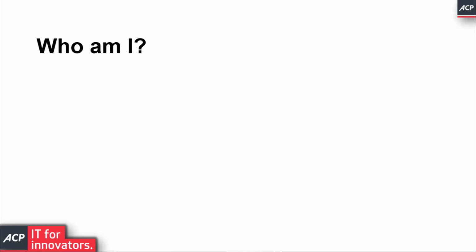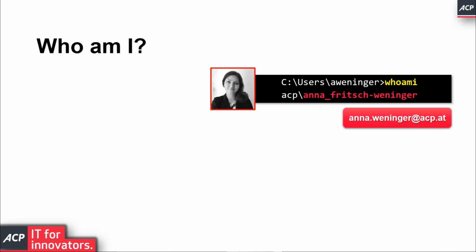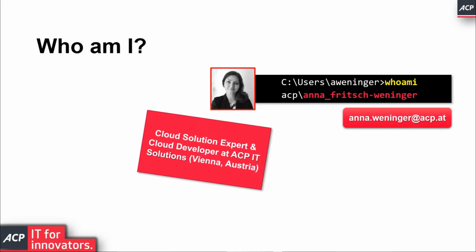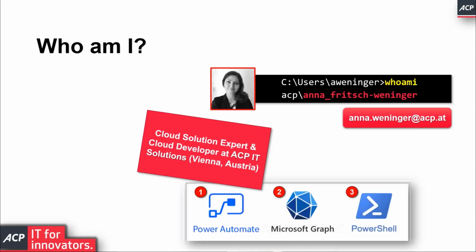Right, so first of all, who am I? My name is Fritsch-Weninger. And I'm a cloud solution expert and cloud developer at ACP IT Solutions in Vienna, Austria. So slightly different time zone here. It's 4 o'clock in the afternoon here right now. And I specialize particularly on PowerAutomate, Microsoft Graph, and PowerShell.